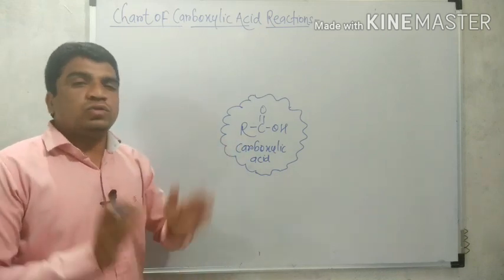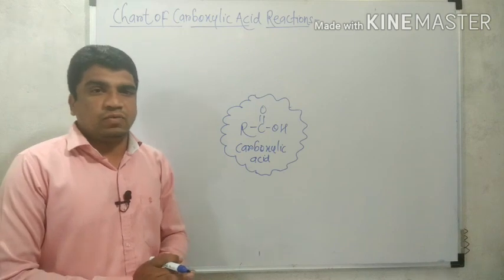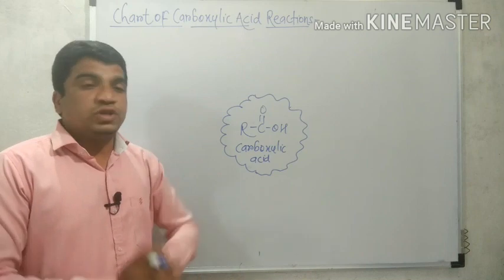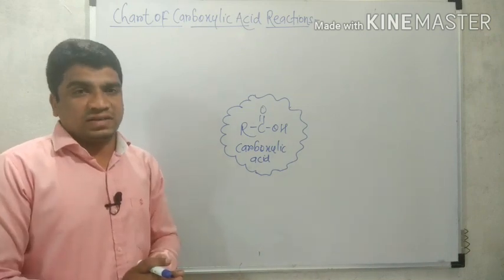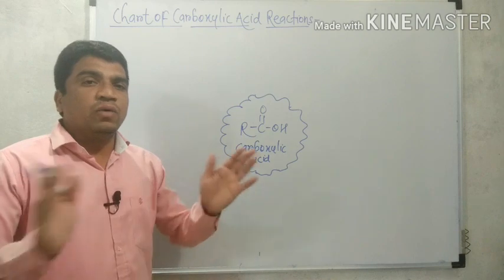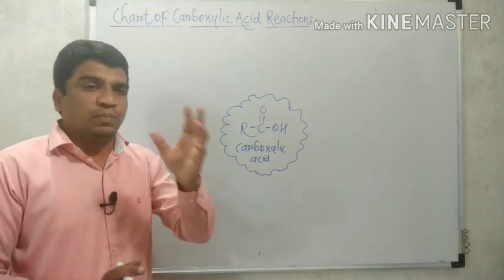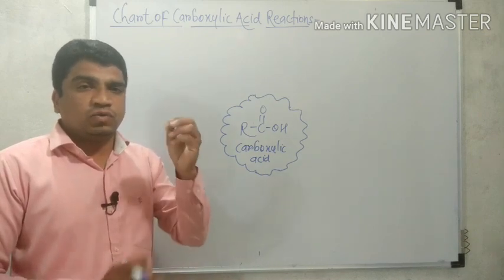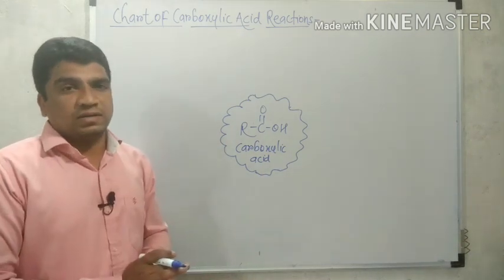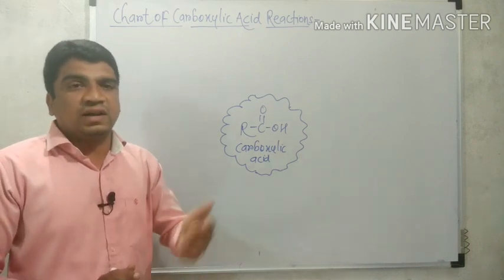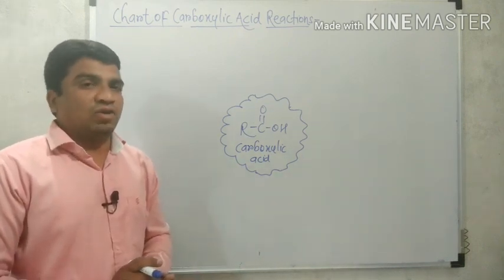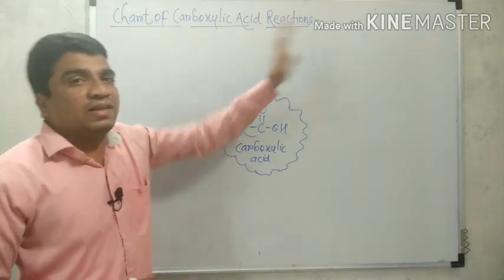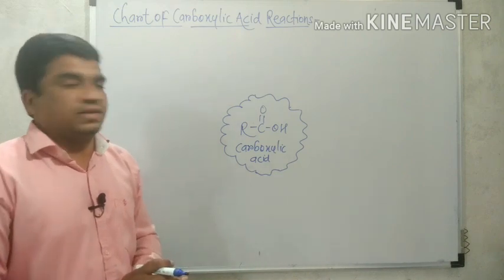A chart is actually a summary of reactions which is easy to learn, easy to understand, and easy to memorize. So for each and every topic related to preparation methods or chemical properties, we should prepare a chart. Then we can easily understand and learn that topic. So we are going to prepare the chart of carboxylic acid reactions, which we have already discussed.